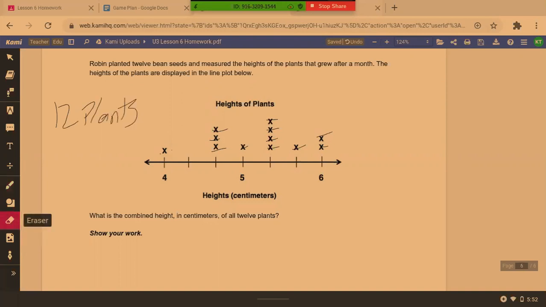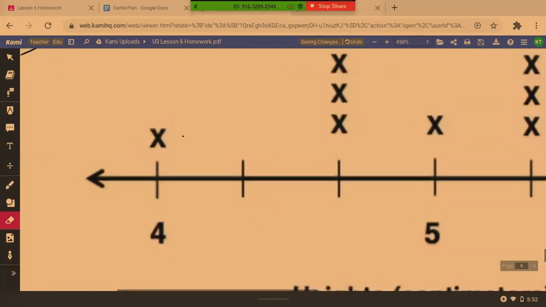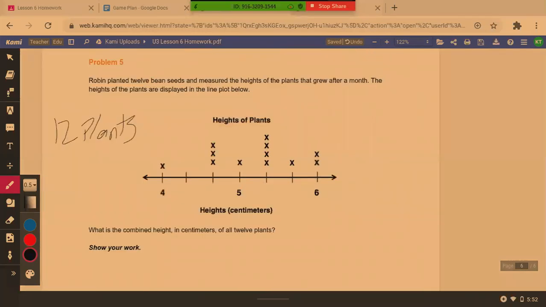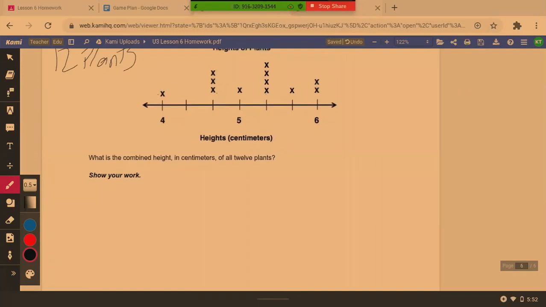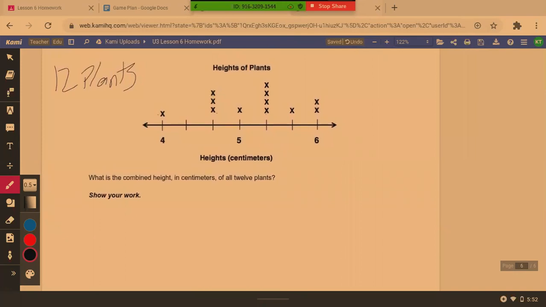Let me erase that now. Erase my doodles. Okay. Got it. Okay. So we know that there are 12 X's. Check my work again. 1, 2, 3, 4, 5, 6, 7, 8, 9, 10, 11, 12. Boom. Perfect. What is the combined height in centimeters of all 12 plants? Love it.